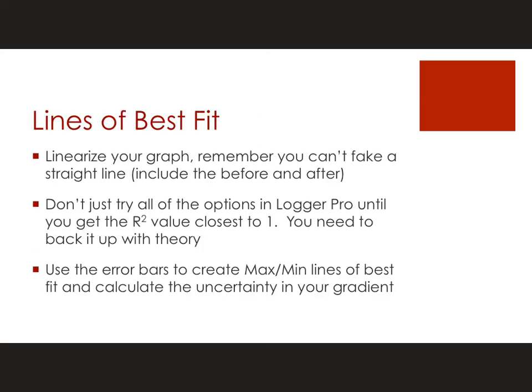So with your lines of best fit, in physics we do expect you to linearize your graph if you're trying to get something from it. There's a few reasons for that. First of all, like I say in my class, you can't fake a straight line. There's a lot of times where we have a curve and some students want to just choose any possible curve fit that's going to get there, and perhaps even finding the R-square value closest to 1 just to say, hey, it's the best fit. But you really do need to have some theory to back it up. We can't just randomly choose an equation and say, look, this is what it's trying to show us.